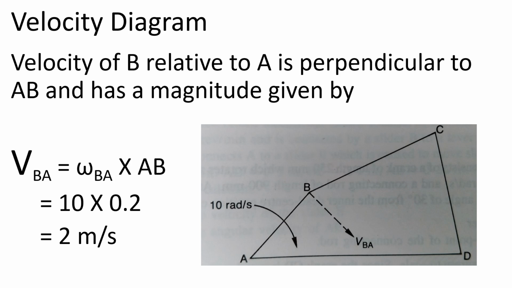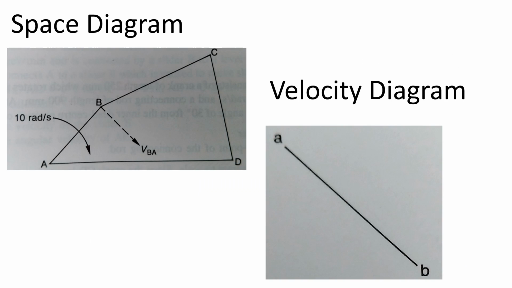Now vector representing this velocity BA can be drawn to a suitable scale. In consideration of link AB, a velocity vector BA can be drawn as per the direction shown by vector VBA in the space diagram shown by dotted line.